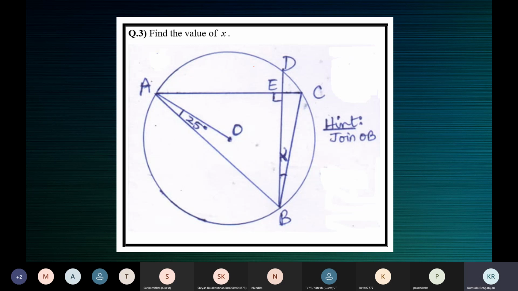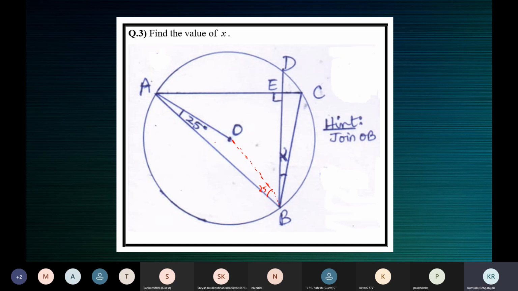So what we have to do is to complete this triangle. Since we know this is 25 degrees, it will be useful if you complete this triangle by joining OB. You complete the triangle AOB. So now it's an isosceles triangle. This is 25.